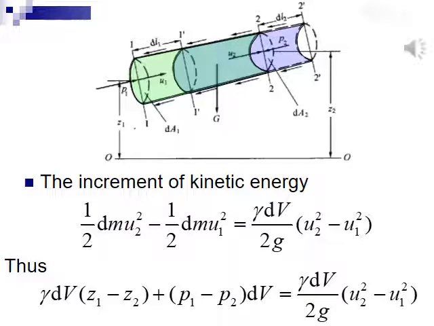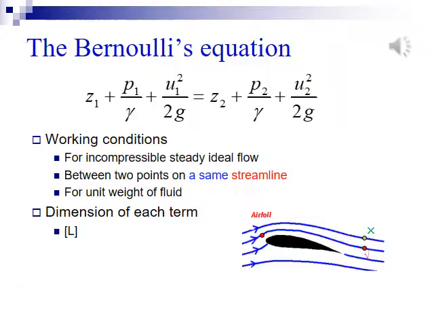But that's not the end of the story. We should eliminate dV in each term and rearrange the equation. At last, we obtain a beautiful equation which was first obtained by a Swiss man, Daniel Bernoulli.